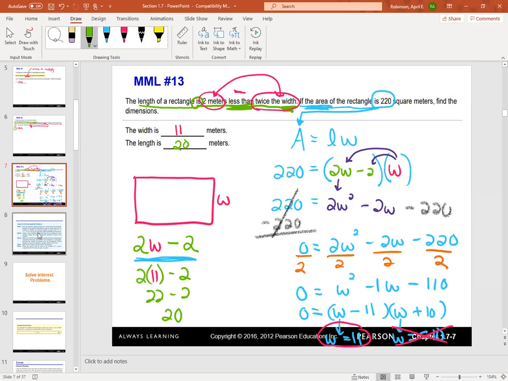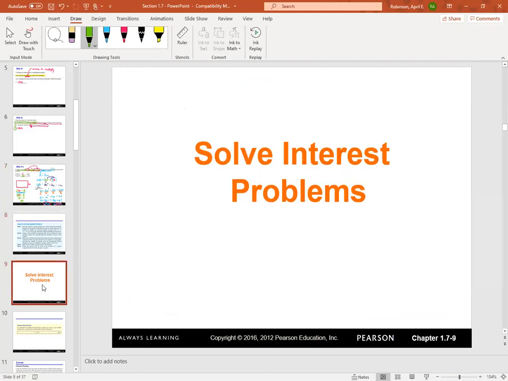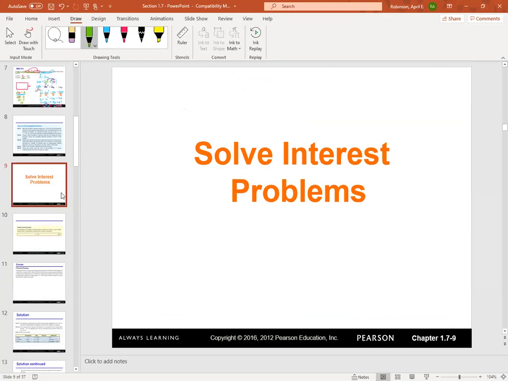Now this PowerPoint has a slide right here, which I'm not going to read to you. I'll let you read that on your own. It's just their steps for solving applied problems. So you can read that later. All right, so we're going to move on to interest problems.